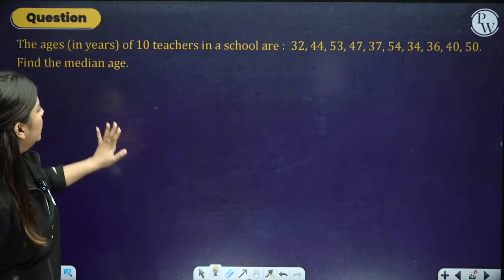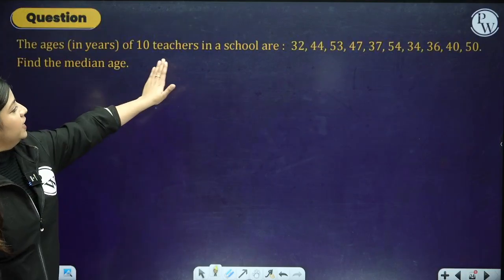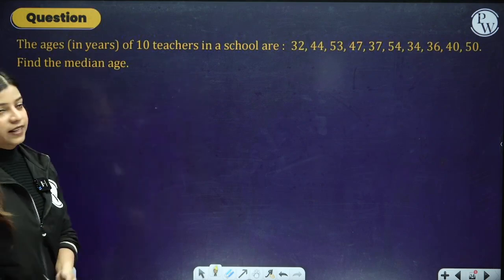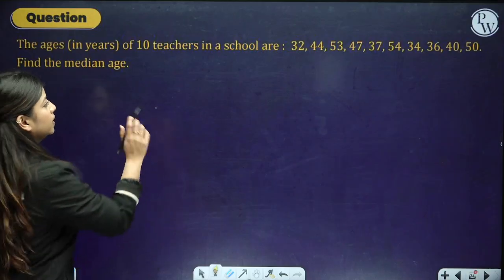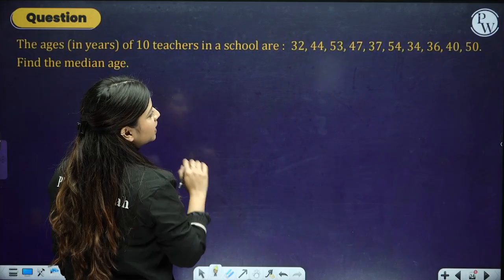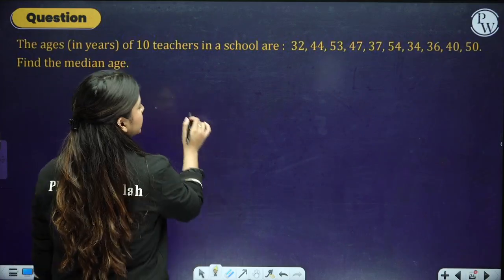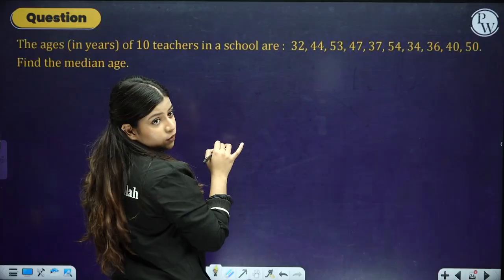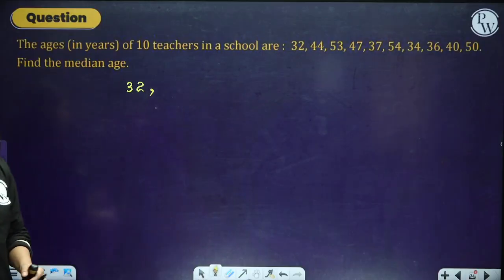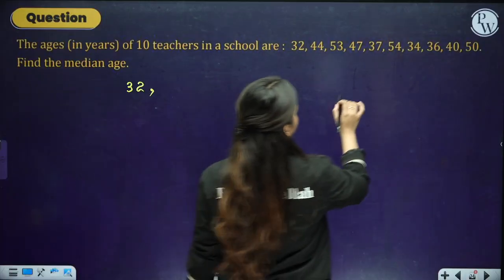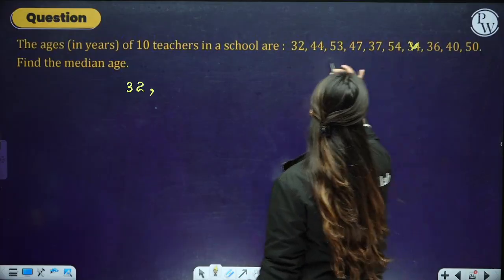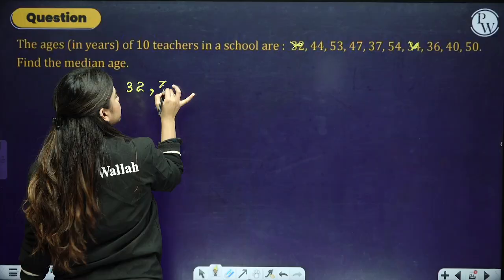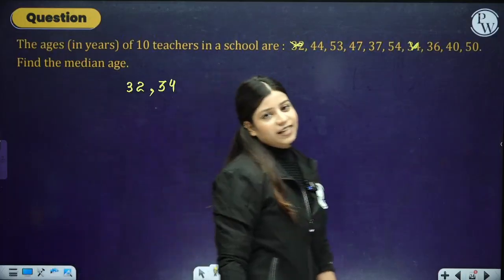So let's see. The ages of 10 teachers are given. Find the median age. Let's do it. So what are the ages? Let's arrange in ascending order. I guess the smallest age is 32 itself. After 32, we have the next age as, let's say, 34. You can arrange it in ascending or descending order, both.